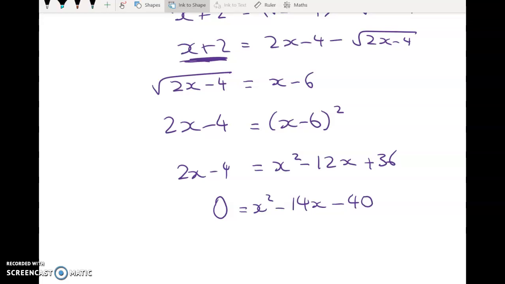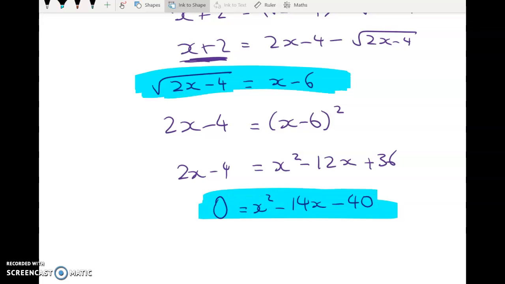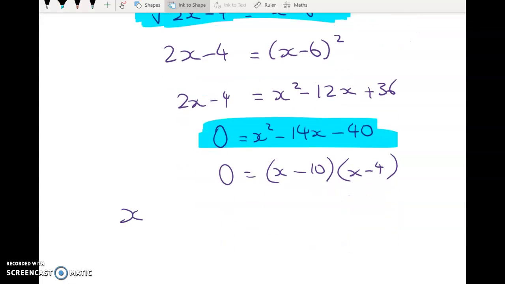Right, but alarm bells should be going off at this point because we got a surd equation up here, and so now we've got a quadratic. We're going to get two values of x here, and we're going to have to check them really carefully. So 0 is equal to what? Well, it factorizes nicely, so that's a good sign. Minus 10 and minus 4. That tells me that x is equal to 10 or x is equal to 4.